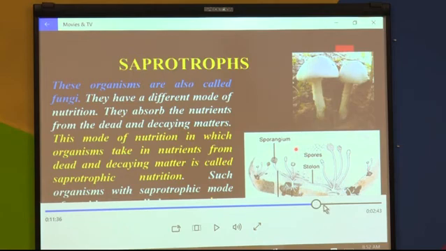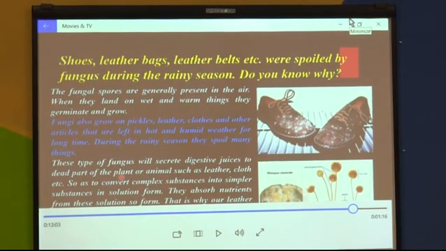Some examples we learned in saprophytes or saprotrophs: fungi, here we can see the structure, and the second one is a mushroom. In the rainy season, on waste products you can see that small umbrella-like structure. These are nothing but fungal structures, or mushrooms you can say. So the umbrella-like structure is a mushroom, and then the fluffy structure is nothing but the fungal structure.